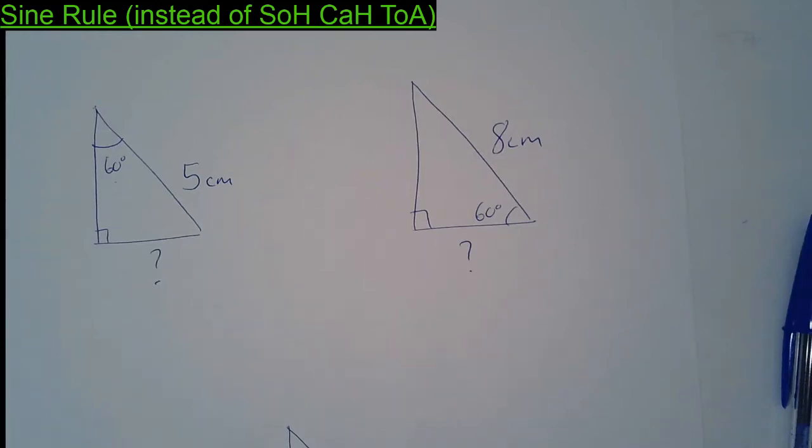The purpose of this video is to show you how to use sine rule instead of SOHCAHTOA. Normally when you've got right angle triangles and you need to work out missing sides or angles, you use SOHCAHTOA, but I'm going to use sine rule. If you've not seen my first video on sine rule, please see that first and then come to this one.